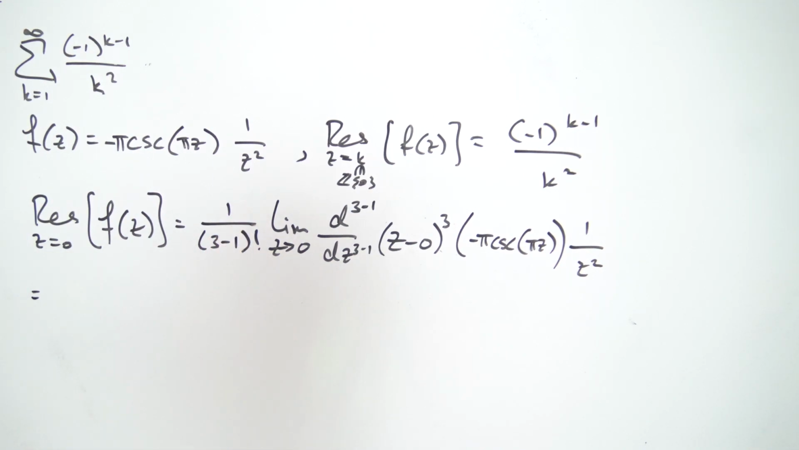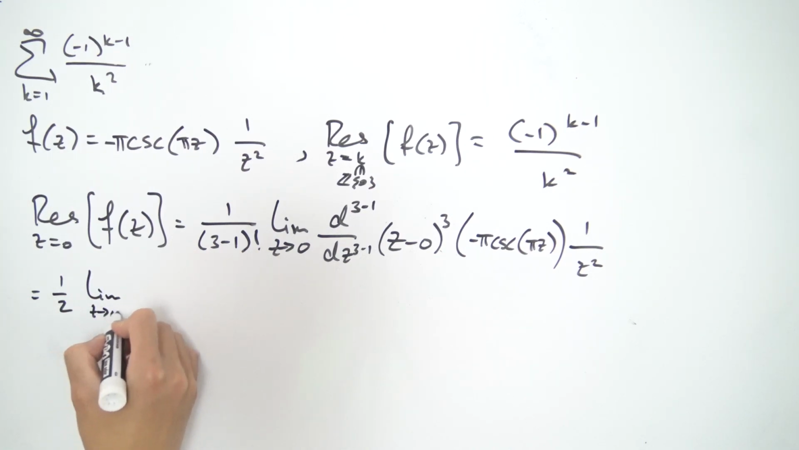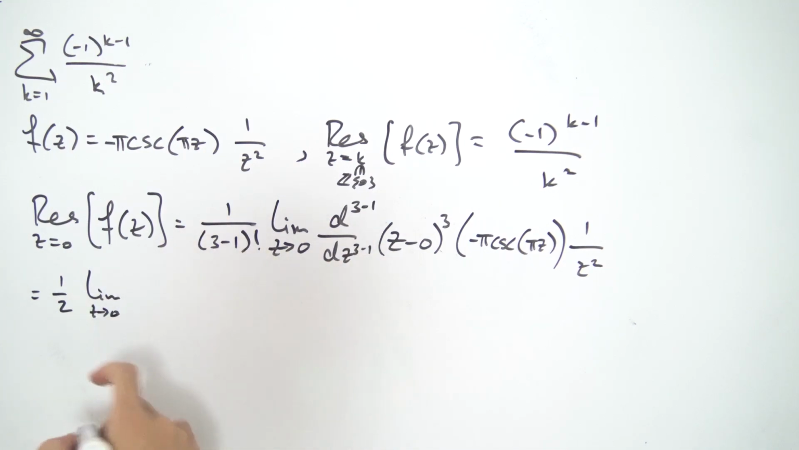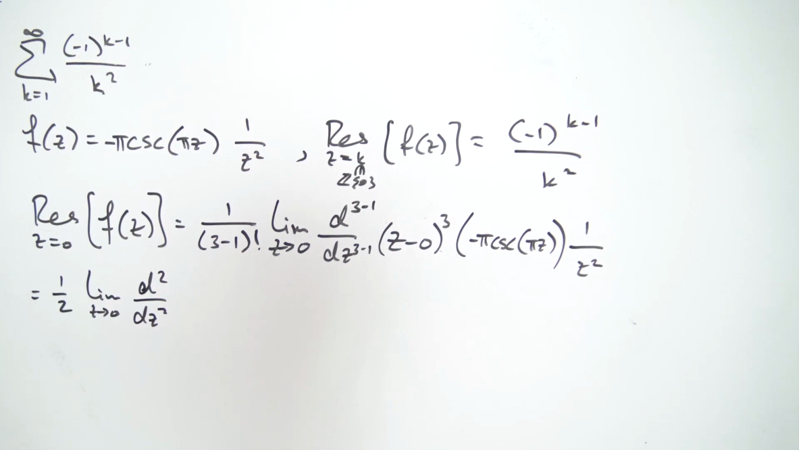First of all, 1 over 3 minus 1 factorial, that's exactly 1 over 2 factorial, which is just 1/2. So we have 1/2 out the front. Then we have the limit as z approaches 0, and now for the derivative, 3 minus 1 is 2, so we just have the second derivative with respect to z. And now over here we have z cubed, so z minus 0 is just z, and then z cubed is, well, z cubed.